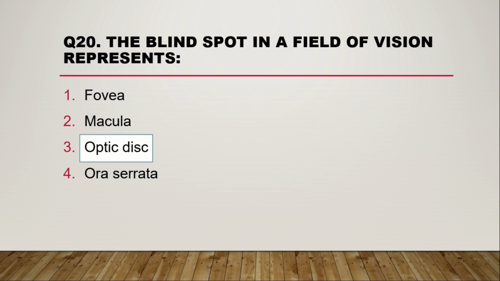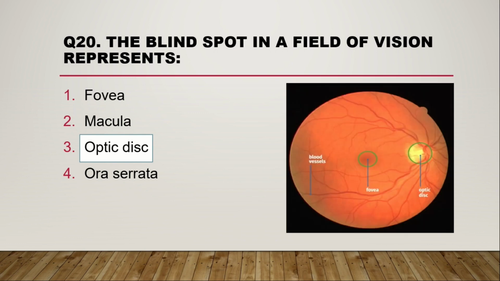In the optic disc, there are no photoreceptors, that is, rods or cones, and therefore there is no image detection in this area. Hence, it is the blind spot, also known as the physiological blind spot.